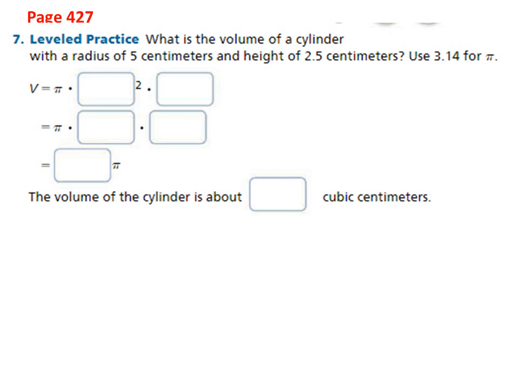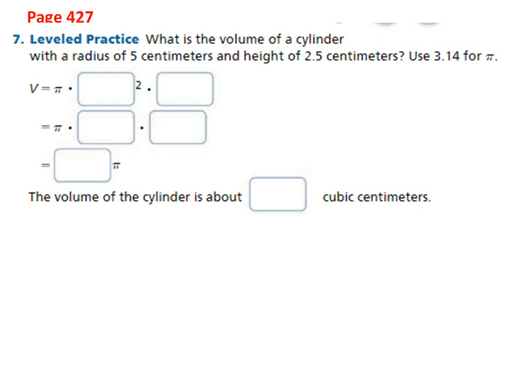Question 7, page 427. The question says, what is the volume of a cylinder with a radius of 5 centimeters and height of 2.5 centimeters? Use 3.14 for pi. You can stop the video and fill the gaps. Have you finished? Yes?